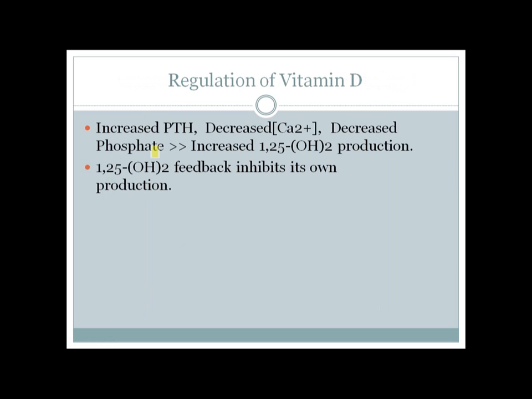So, as I have already mentioned, vitamin D synthesis is increased by a high parathyroid hormone, a low calcium, and a low phosphate level. And if there is increased production of 1,25-dihydroxycholecalciferol or 1,25-dihydroxyvitamin D, it will actually have a negative feedback on its own synthesis.